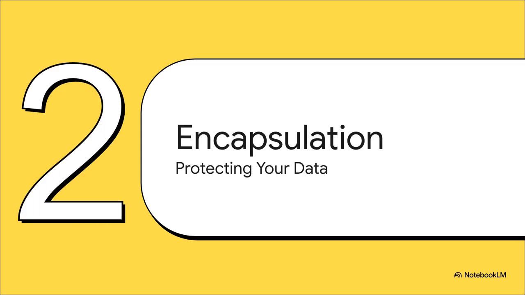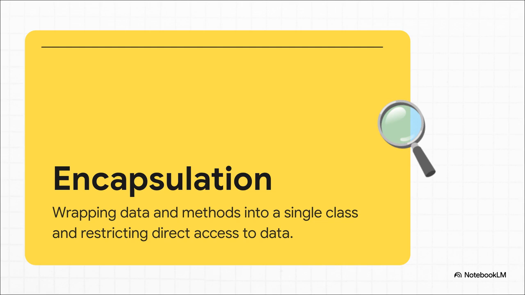Section 2. Encapsulation. Protecting your data. Think of this first pillar as the vault. It's a security system locking down your foundational code. Encapsulation literally means wrapping data, so your variables, and your methods into a single unit, a class, and restricting direct access to that data using access modifiers.